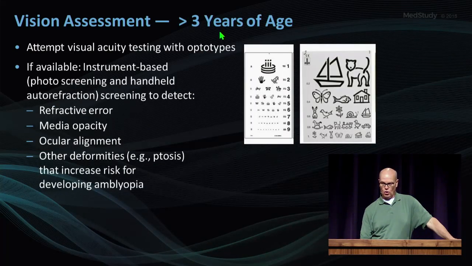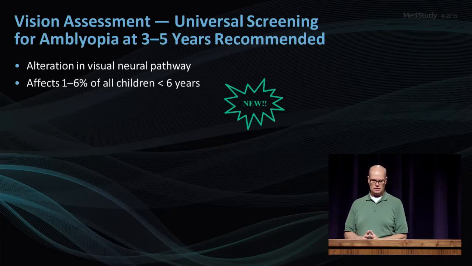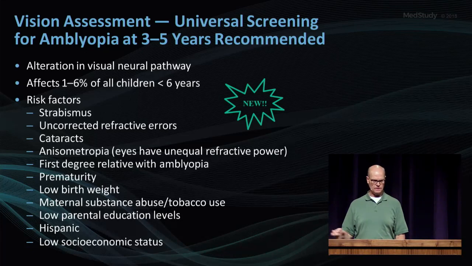Visual acuity in a little bit older children can be performed with optotypes, especially those with various pictures. And this screens a variety of potential disorders that are outlined here. And again, new this year, and I mentioned this earlier, is the universal screening recommendation for amblyopia at 3, 4, and 5 years of age, because this is pretty common. It affects up to 5 or 6% of all children. And obviously, if you miss it, it can cause some significant problems.